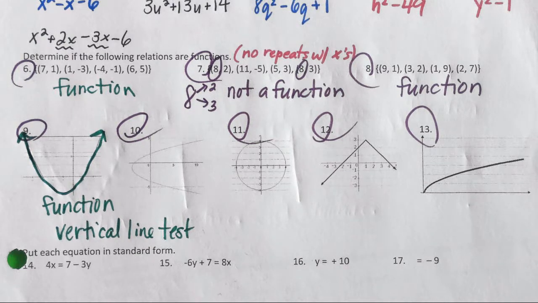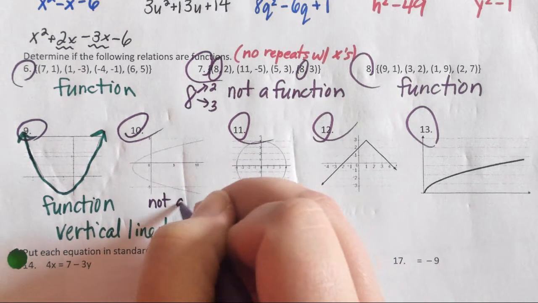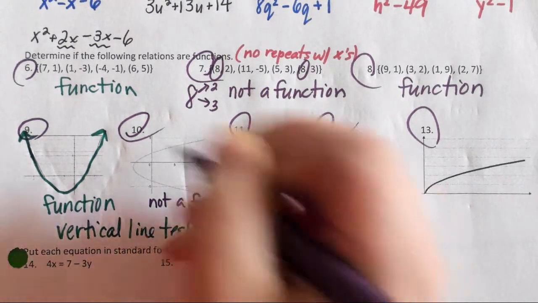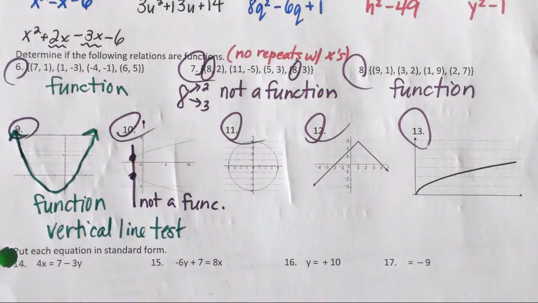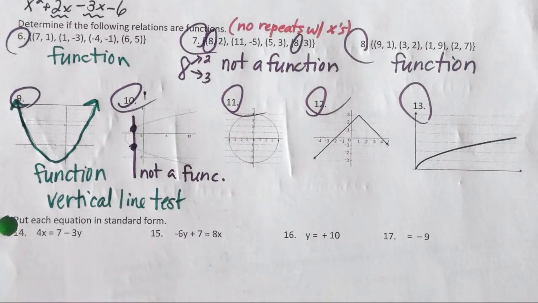Okay, number 10, you're volunteering. Yes, table 4. It's not a function. Not a function. For instance, it fails that vertical line test right here. It hits it twice. It fails in lots of spots, but there's one spot. Number 11, yes, dear? Not a function.